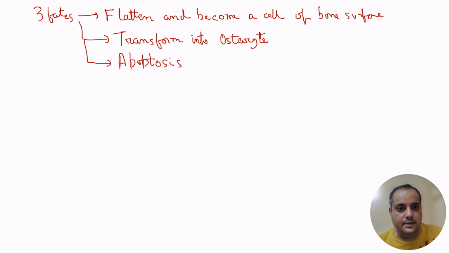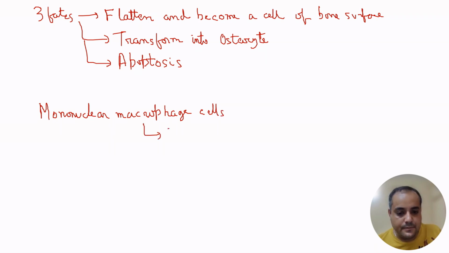Right? Now the process of reversal in case of resorption is also carried out by the mononuclear macrophage cells. The mononuclear macrophage cells also help in the deposition of the organic materials that we have studied before.